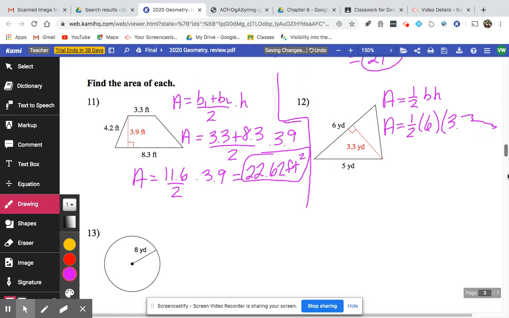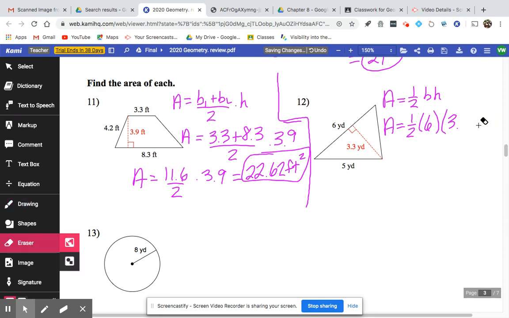Whoa, what in the world happened there? Hello, I want my eraser. Thank you. Sorry about that, guys. That was kind of weird, wasn't it?